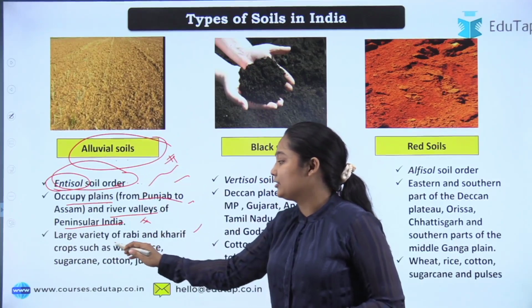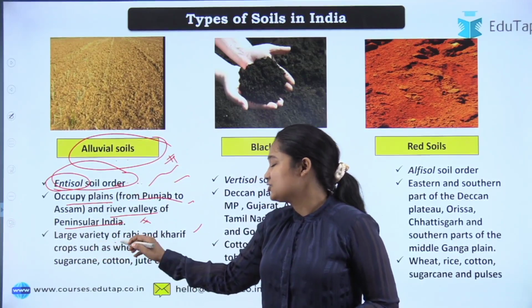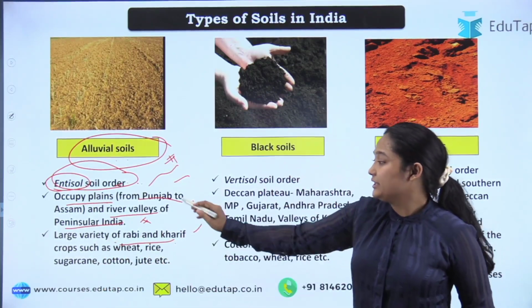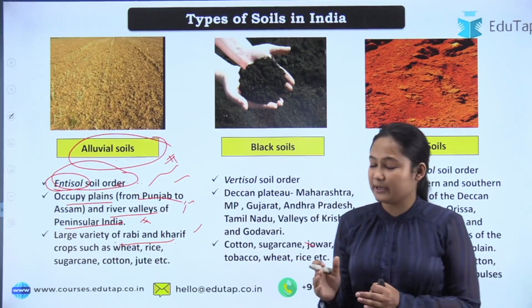What kind of crop can we grow in alluvial soil? Most Rabi and Kharif crops can be grown, such as wheat, rice, sugarcane, cotton, and jute. You all know these are grown from Punjab to Assam, so all these crops can be grown.